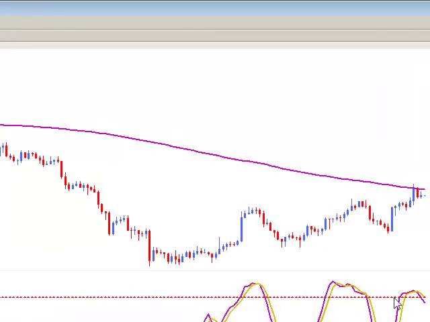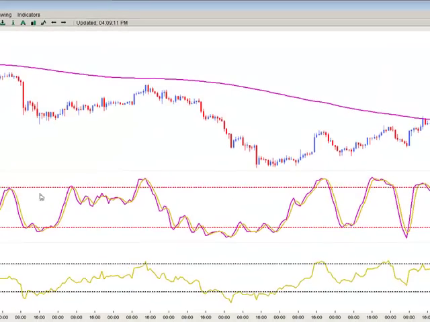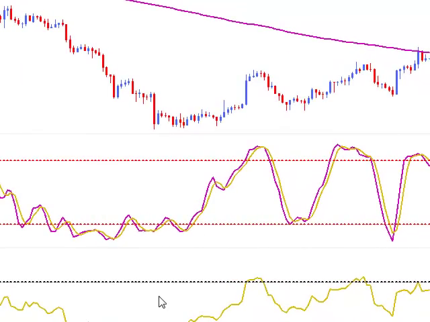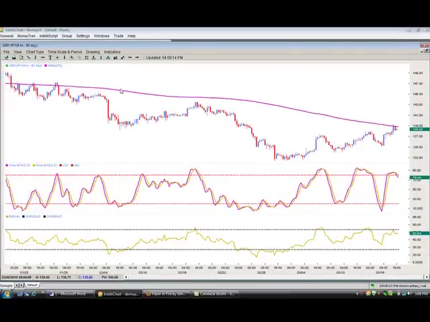Therefore, I should only look for entries which are short, in other words, sell signals in these indicators below the chart. That gives me a higher probability trade, because remember, you always want to trade with the trend first, so you want to define the trend first and then look for entry signals in that trend.